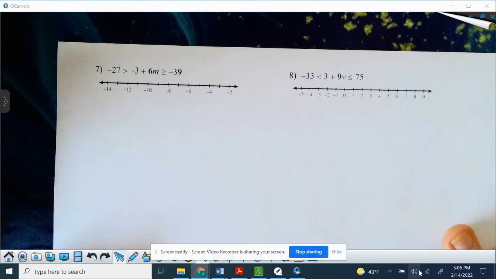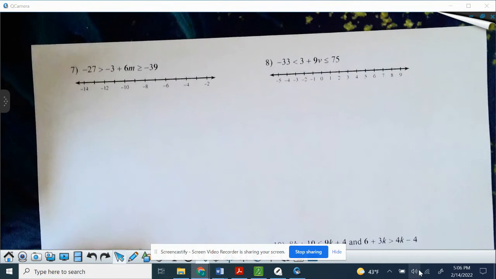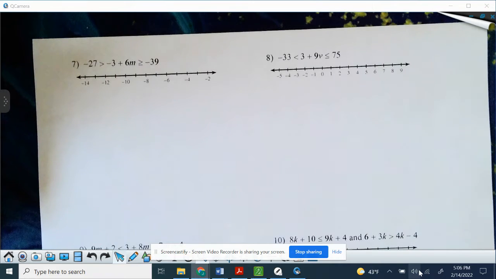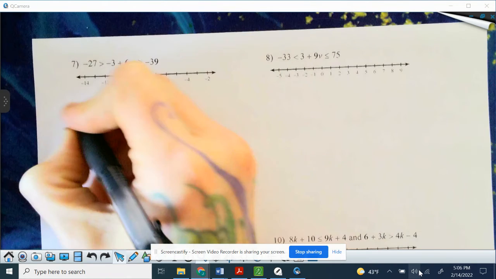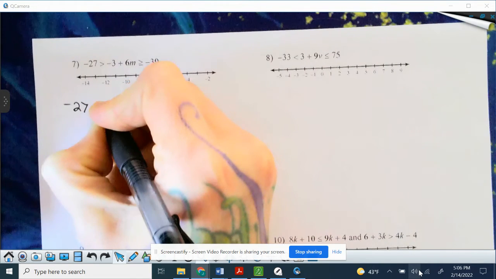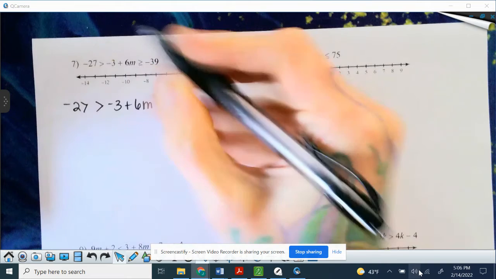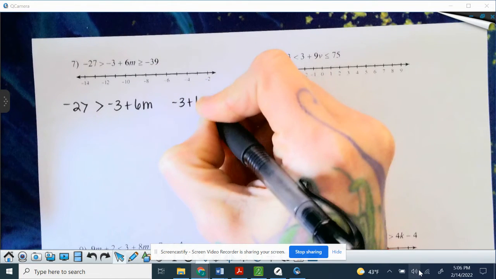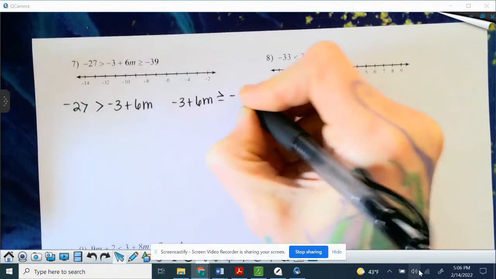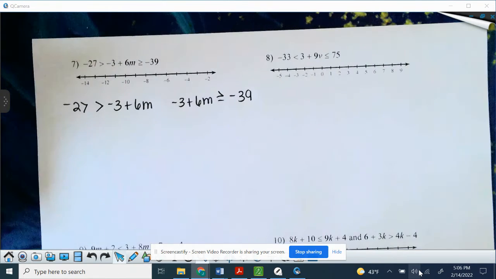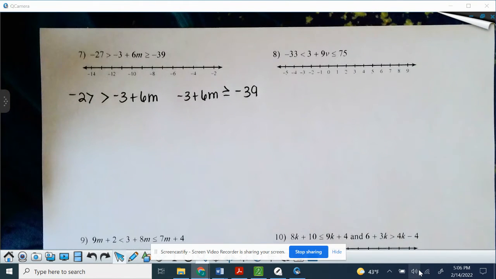So number 7 on our worksheet, again, you can look at it however you want, but you need the variable by itself first. For most students, it's easier to rewrite it. So negative 27 is greater than negative 3 plus 6m. Then I'm going to get rid of that side. So negative 3 plus 6m is greater than or equal to negative 39. So again, I'm turning our one problem into 2 problems.